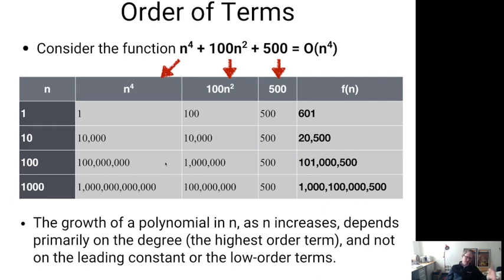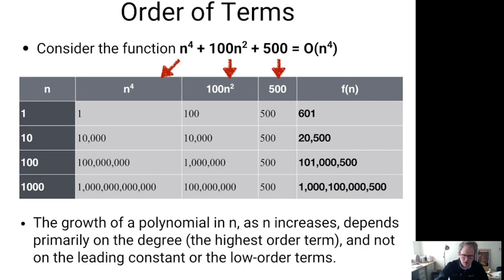So if you look at the axis over here, on the y-axis, we have different input sizes for a problem: 1, 10, 100, 1,000, right? And we're just going to compare what these terms look like as n gets bigger. So what does n to the 4th look like? What does 100n squared look like? What does 500 look like? So this is some algorithm, doesn't matter what it is, that has these 3 components to it: n to the 4th power, 100n squared, and 500. As n gets big, what does it look like?